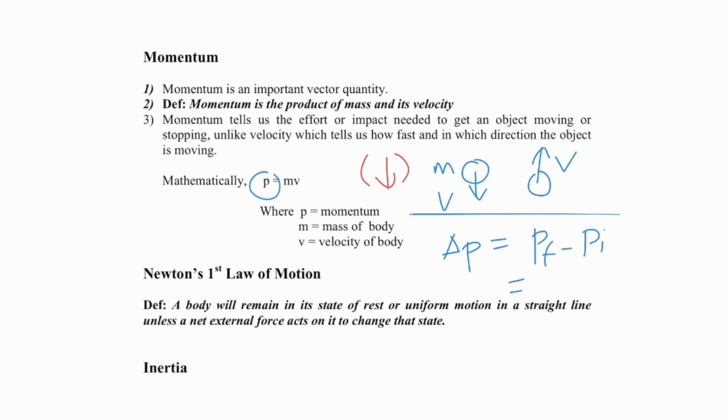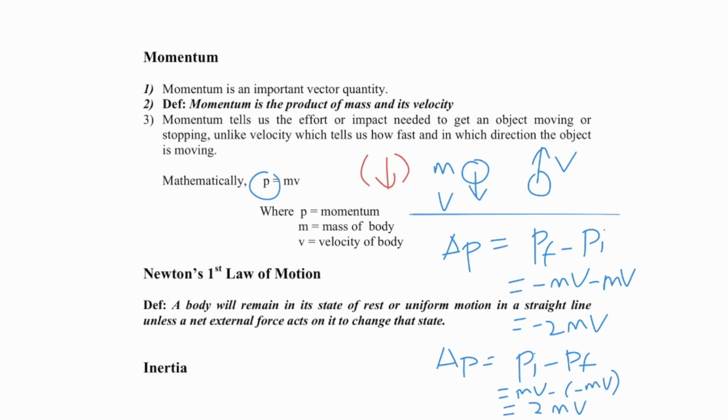What is the final momentum, since I'm taking downwards as positive? It will be negative mv, because it's moving up. Then I would minus mv because the initial momentum is positive downwards. So I will get negative 2mv. But if I take the change in momentum as initial momentum minus final momentum, I will take mv minus negative mv, which also gives me 2mv. The only difference is, one is negative, but the other is positive. So what should you write? When you write change of momentum, you just drop the negative, so you get 2mv.